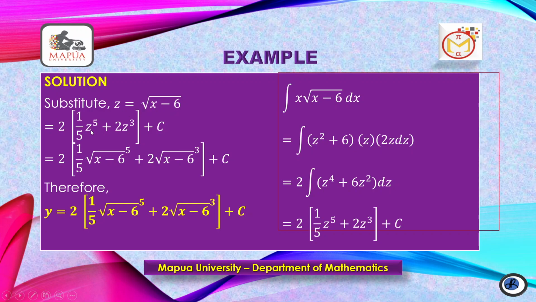So we just substitute. Therefore, the integral of the right side is now 2 multiplied by 1/5, so this is 2 over 5, and then square root of x minus 6 raised to the 5th plus 2 square root of x minus 6 raised to the cube plus c. And then on the left side is y. So this is now the solution of that integral.